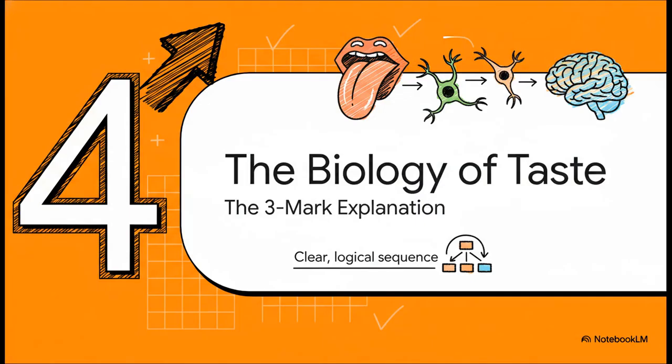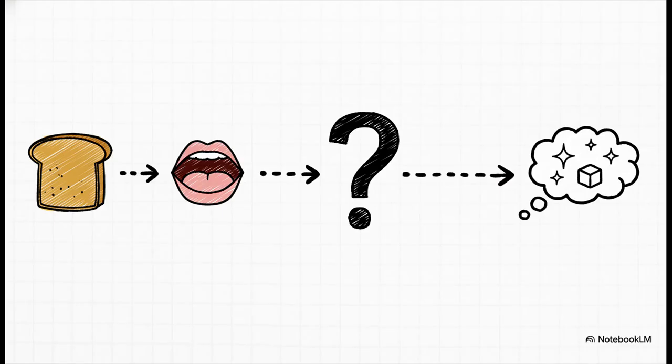Okay, time for the final piece of this puzzle. This is where we explain the actual biology behind what the student was observing. It's a 3-marker, so it needs a clear, logical story. So the command word here is explain. That's your big cue. You need to give the why. Why does a piece of starchy bread start to taste sweet after you've been chewing on it for a bit?